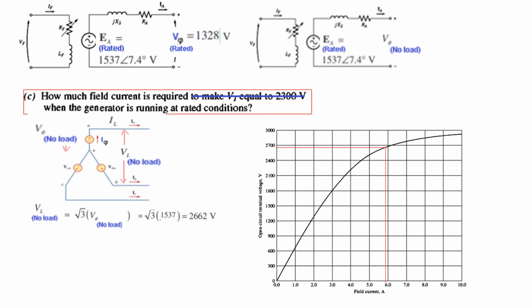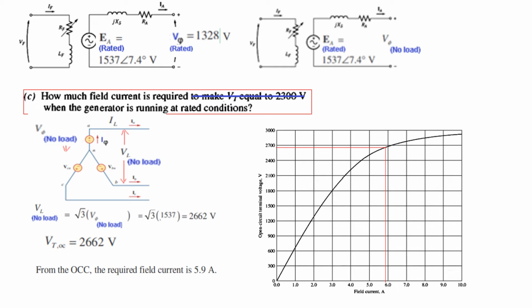And now we'll look at this diagram, the OCC. So for 2662, we need a field current of approximately 5.8 to 5.9. Okay, so this is the open circuit voltage, V_T open circuit. From here we're looking at that. And so the field current is 5.9 amperes.